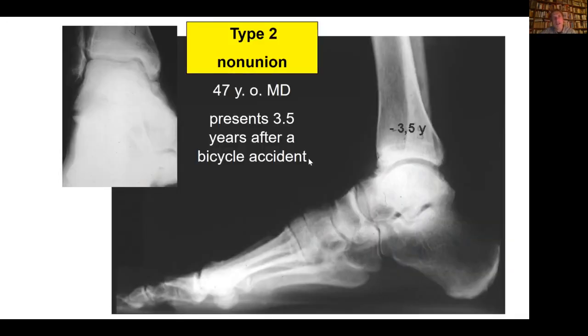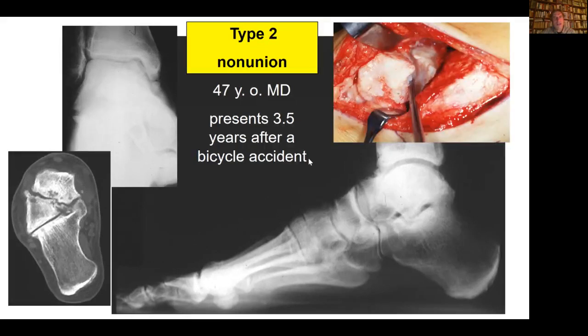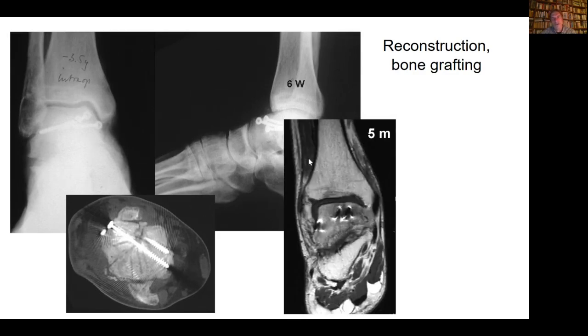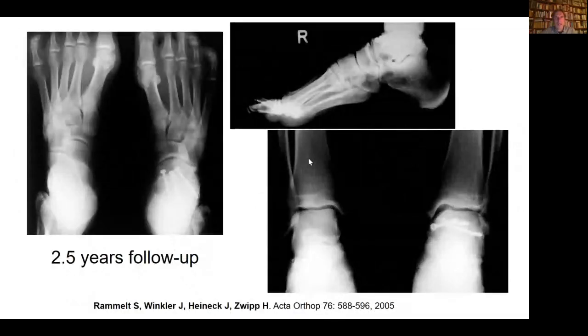Here's an interesting case. A medical doctor from internal medicine presents 3.5 years after a bicycle accident with continuous pain, not much to be seen, a little arthritis in the x-ray, and in the CT scan, you can see a non-union at the talar neck with very little displacement. So we went there. It was Hans Zwipp's case. He went there, debrided it, and put bone graft inside. And because he was a medical doctor, he was very interested in healing and particularly worried about avascular necrosis. So he kept sending us MRI scans, which showed that everything was in place and everything was fine.